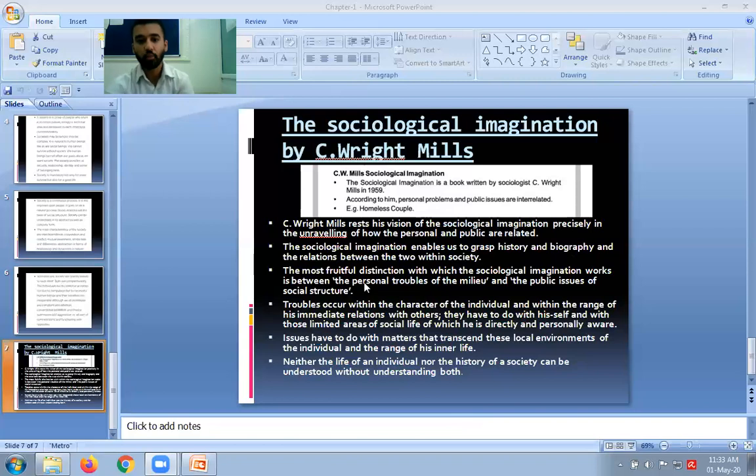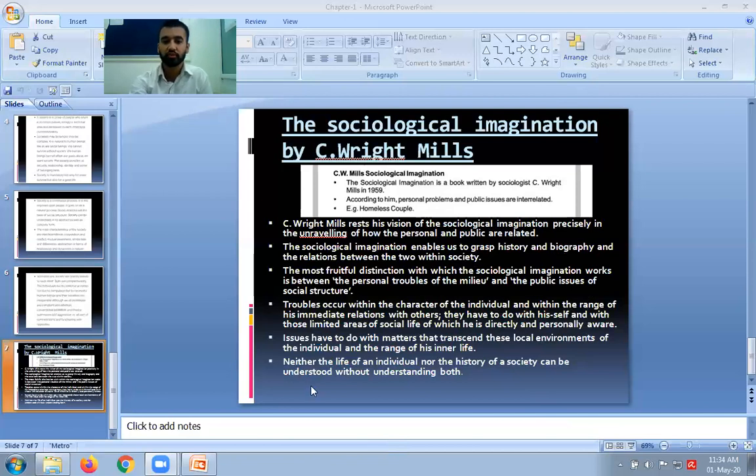All right. And the most fruitful distinction with which the sociological imagination works is between the personal troubles of the milieu and the public issues of the social structure. Personal troubles of the milieu means personal troubles of the environment, of the social atmosphere. Here milieu means social environment, or atmosphere. In whatever sense you can understand this particular word, right?